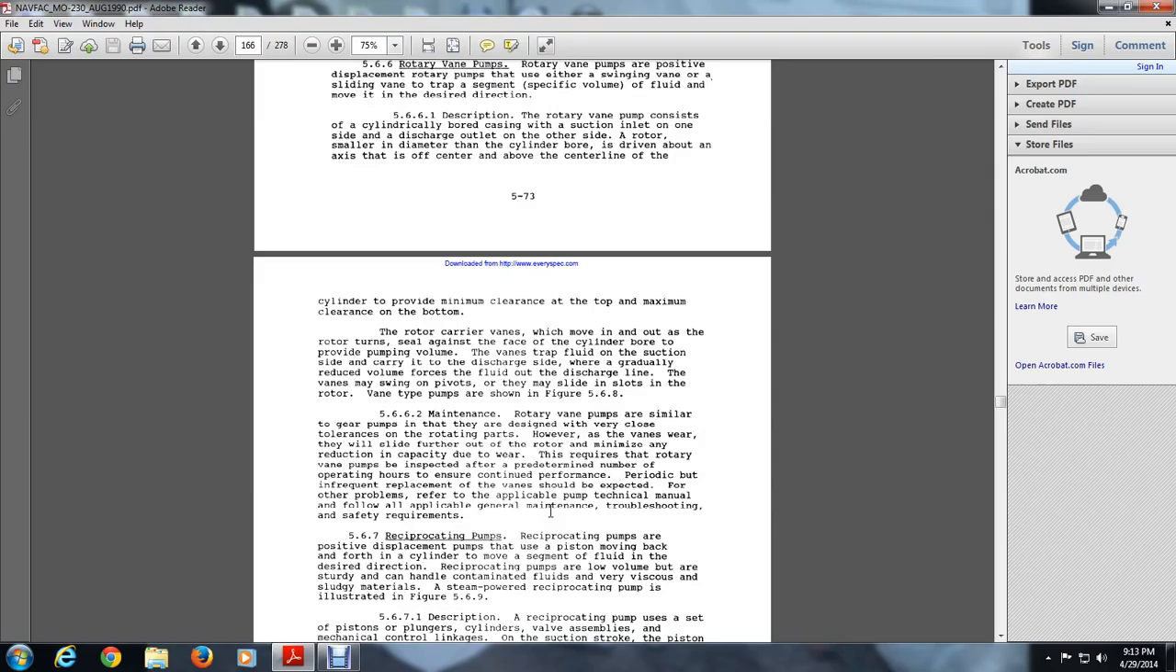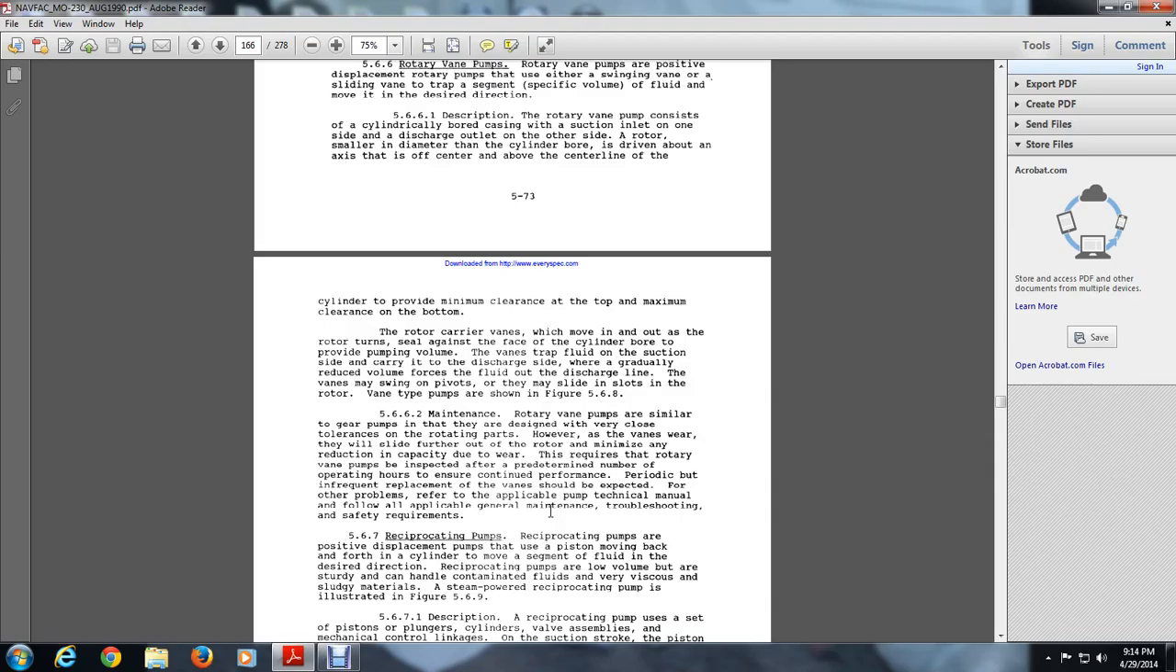5662 Maintenance. Rotary vane pumps are similar to gear pumps. They are designed with very close tolerances for rotating parts. However, the vanes wear and slide further out of the rotor, minimizing the reduction in capacity due to wear. This requires the rotary vane pumps to be inspected periodically, based on the number of operating hours, to ensure continued performance. Infrequent replacement of the vanes should be expected. For other problems, refer to the applicable pump technical manuals and follow applicable general maintenance, troubleshooting, and safety requirements.